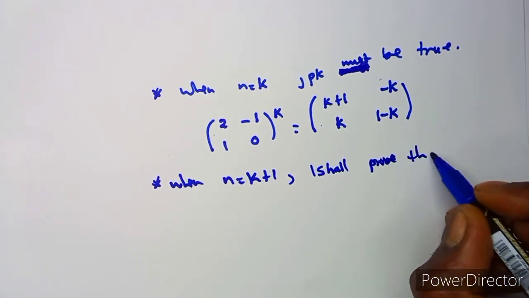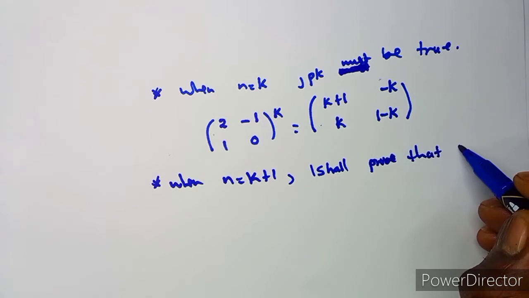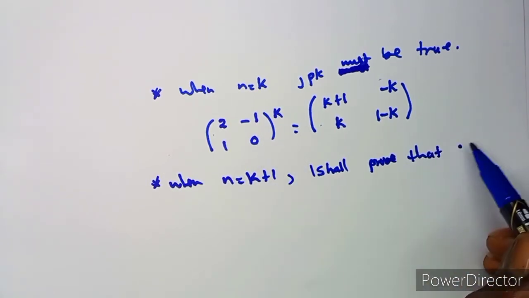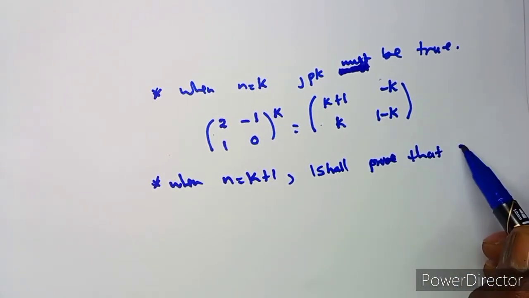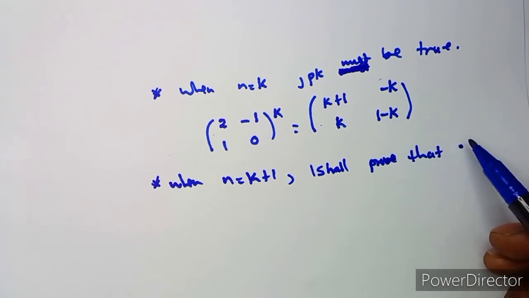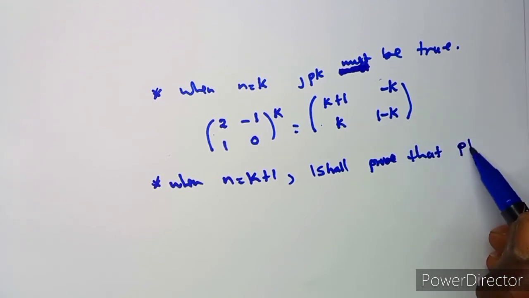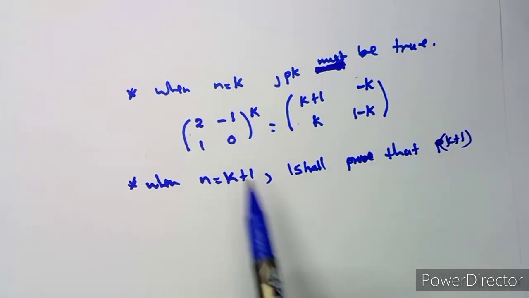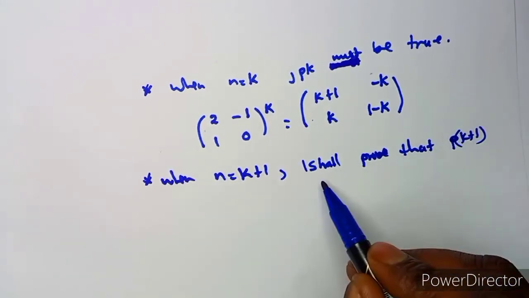I shall prove that this, in this case, is your m. It was the m, yeah, that shall be true. So okay, let's just put it as pk plus 1, but that was your m from that part, but this is what is also true.